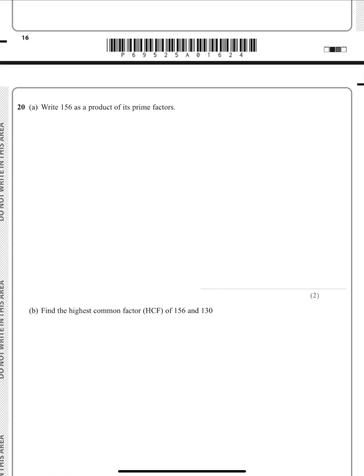Question 20 says, write 156 as a product of its prime factors. So I'm going to think of the prime numbers that go into 156. This is an even number, so I know that 2 can go into 156 because it is also a prime number. Therefore, it is a prime factor. So dividing 156 by 2 to find out what I need to multiply 2 by to get to 156. I get 7 here because 7 times 2 is 14, remainder 1. And then I get 8. So 78. And now I know that 78 is not a prime number.